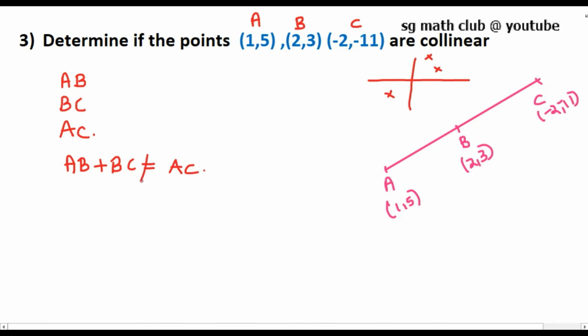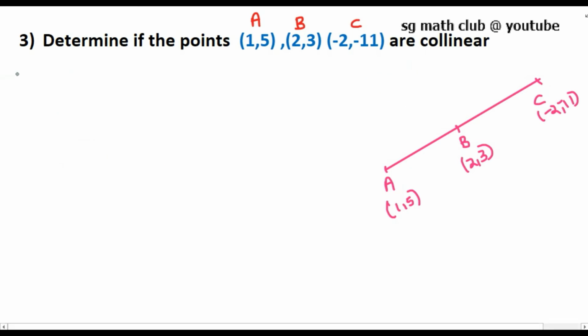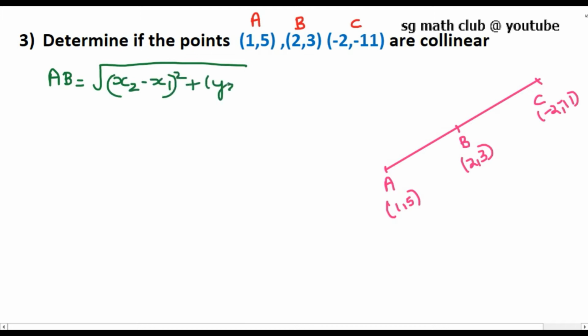If we are not getting AC, then we can say that these points are not collinear. So we will do that. First we will find out AB, the distance between the points A and B. The formula is square root of x2 minus x1 the whole square plus y2 minus y1 the whole square. This is x1, y1, x2, y2.